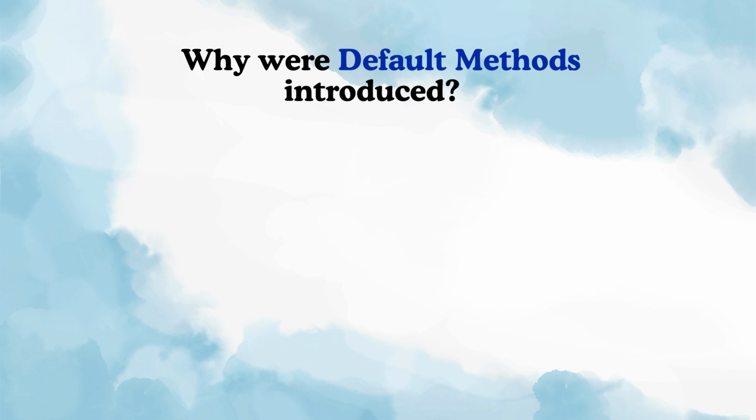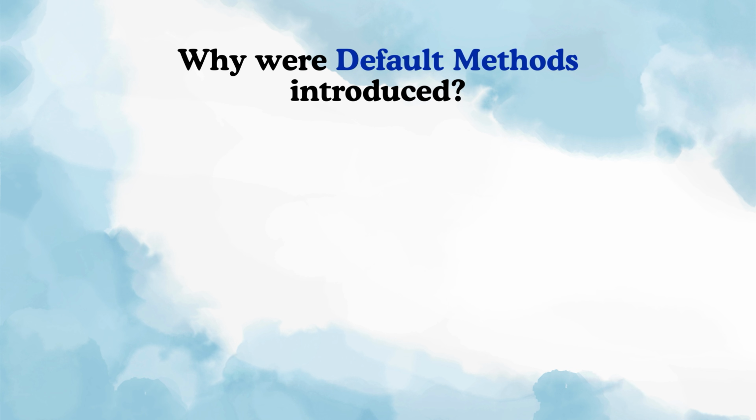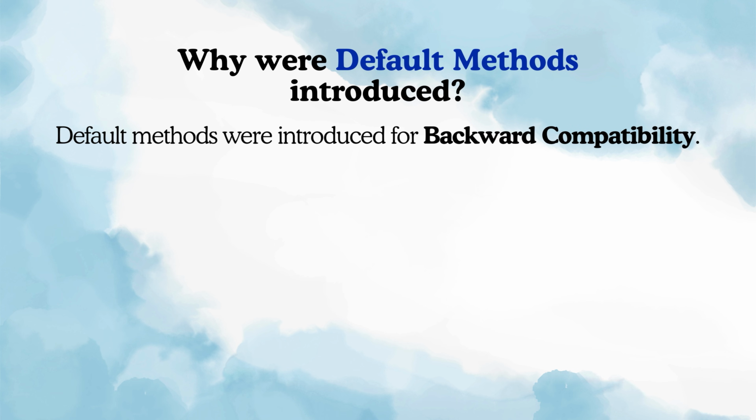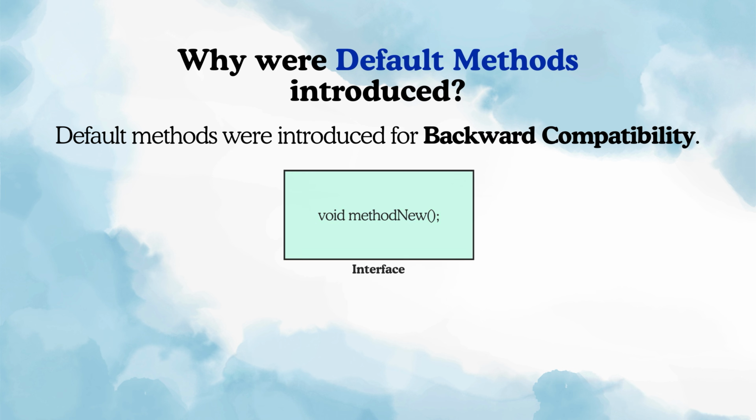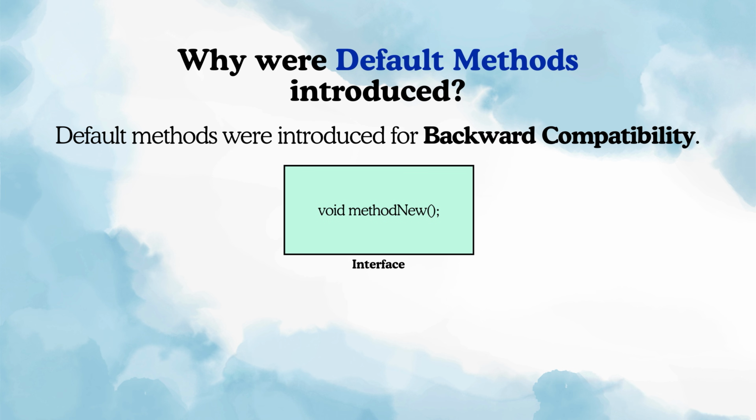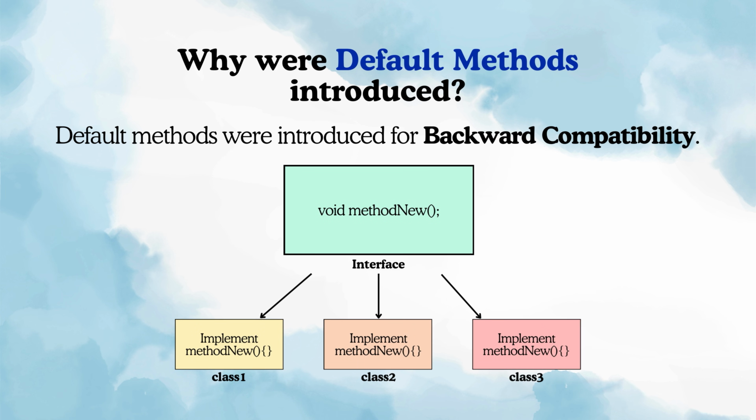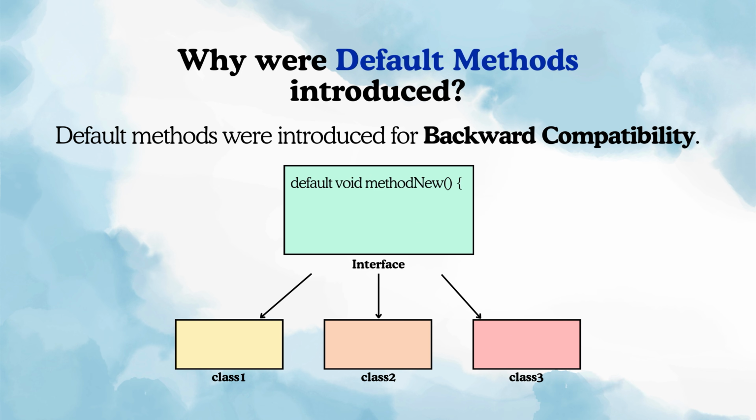Now why was the default method introduced? What is the need for it? Default methods were introduced for backward compatibility. Before Java 8, if a new method was added to an interface, all the implementing classes were forced to implement it. Otherwise the code would fail to compile. But now with default methods, we can provide an implementation directly inside the interface without breaking the existing code.